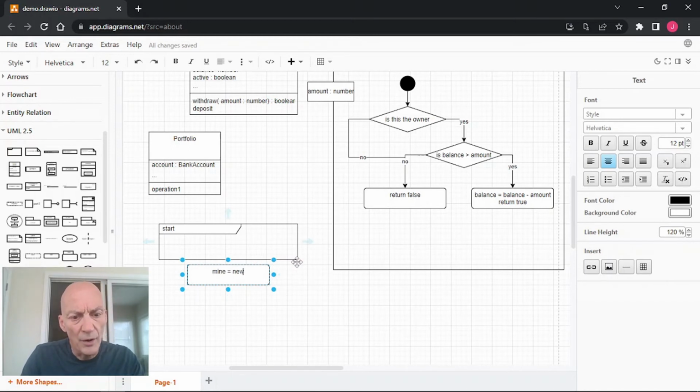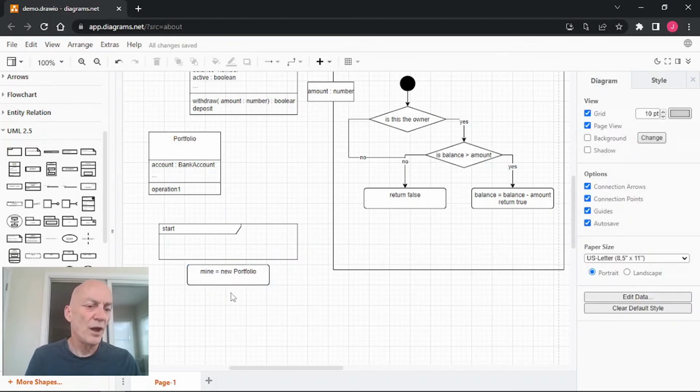And so most object-oriented languages have a keyword like new, where we're saying, okay, mine is going to be a new portfolio. And we would say then that we're newing up a portfolio object called mine. The other terminology we like to use is that we're creating an instance of portfolio, or we would say that we are instantiating a portfolio object called mine. This is some of the terminology we use.